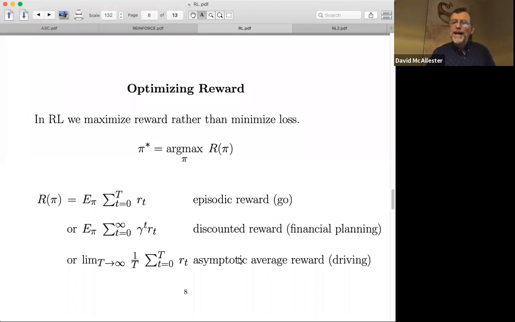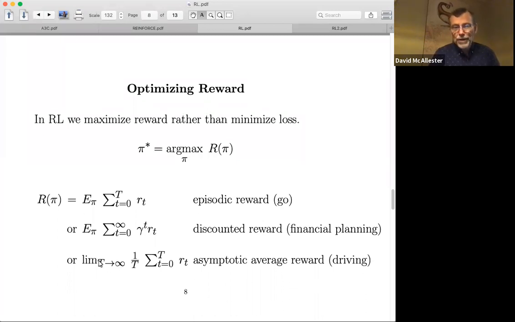Then there's asymptotic average reward. So this is assuming your life just goes on forever. And what you care about is the average reward over forever, right? If there's a mixing time, then this average reward is a meaningful thing throughout this infinite passage of time. But you can define it formally as a limit of your time horizon going to infinity.